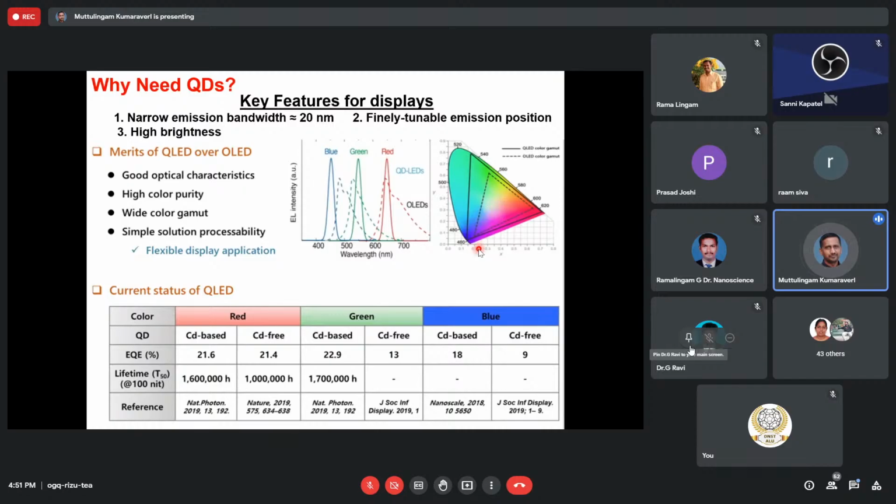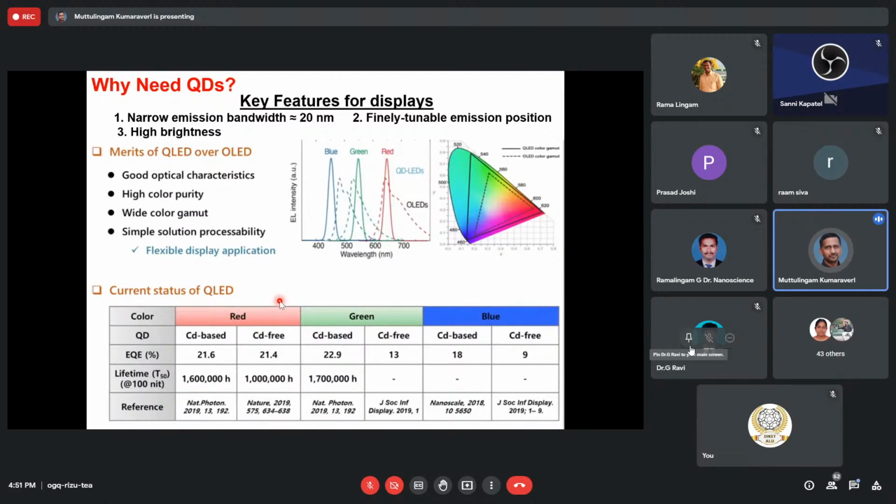Here you can see OLED can cover only this side of the spectrum colors, but QLED can go further. All the saturated colors will be reached easily by the quantum dots, because it has a wide color gamut, and also it has simple solution processability.